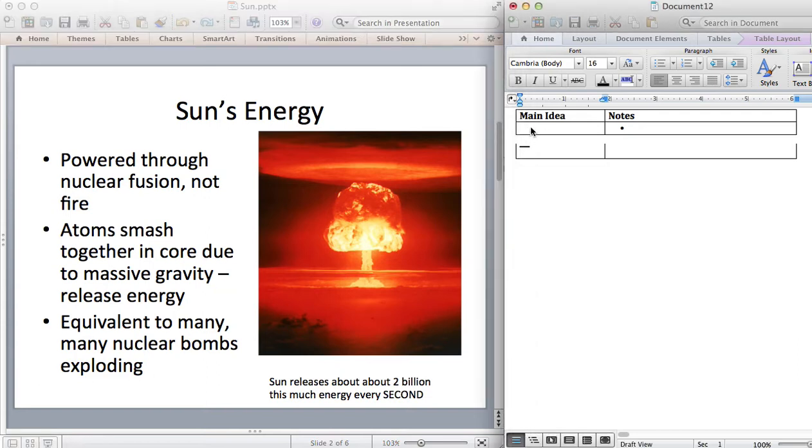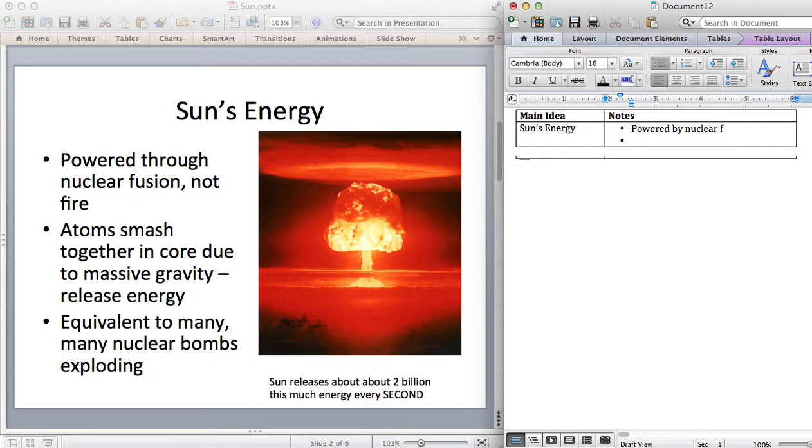Sun's energy. First off, it's not burning, right? We think of the sun, you hear, oh, the sun is a big burning ball of gas, but it's not burning in the sense of fire like we know on Earth, all right? It's powered through a process called nuclear fusion, which is the same process that takes place inside a hydrogen bomb or extremely powerful nuclear bomb. Slightly different than a nuclear power plant, though.